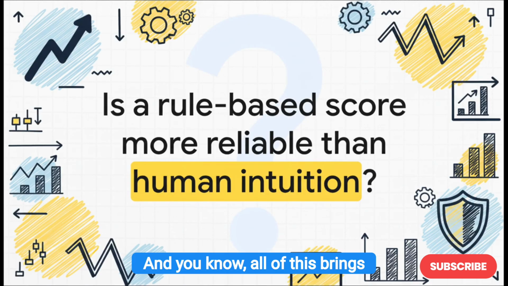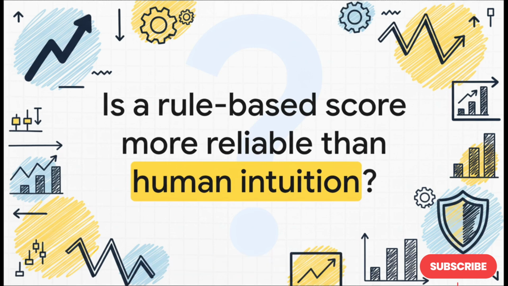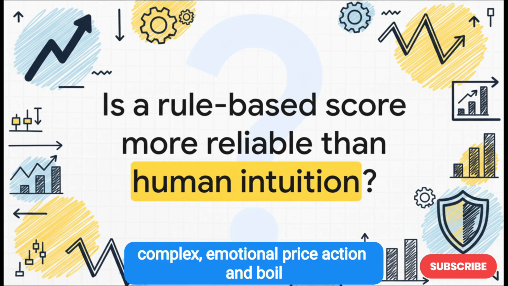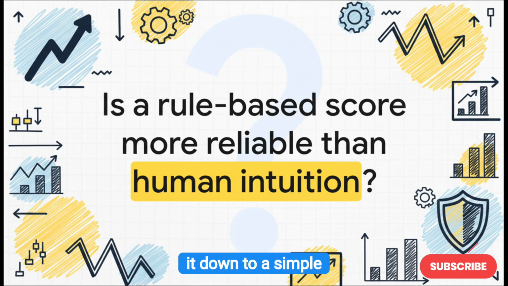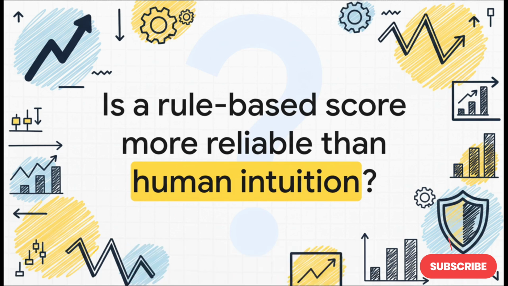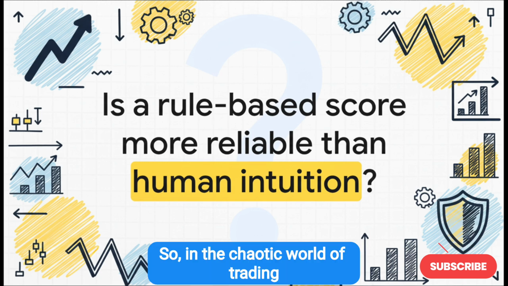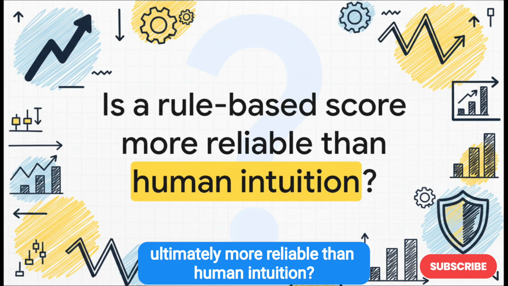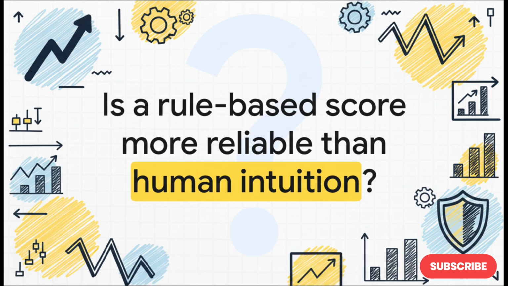And all of this brings us to a bigger, more philosophical question, doesn't it? This whole system is designed to take complex, emotional price action and boil it down to a simple, objective score. It's about replacing gut feeling with hard rules. So, in the chaotic world of trading, is a system like this, one based on rules, ultimately more reliable than human intuition? Something to think about.